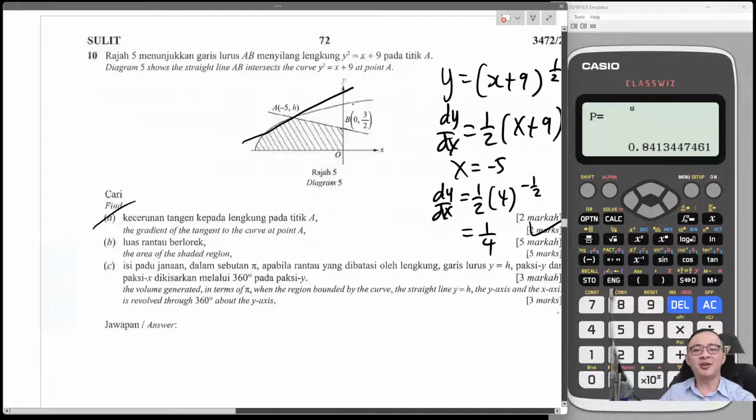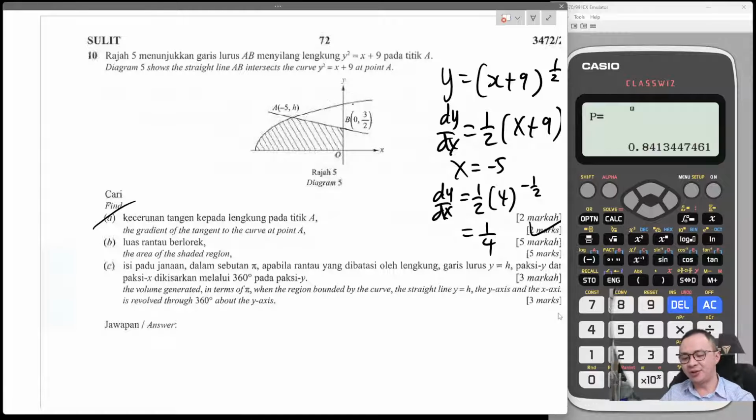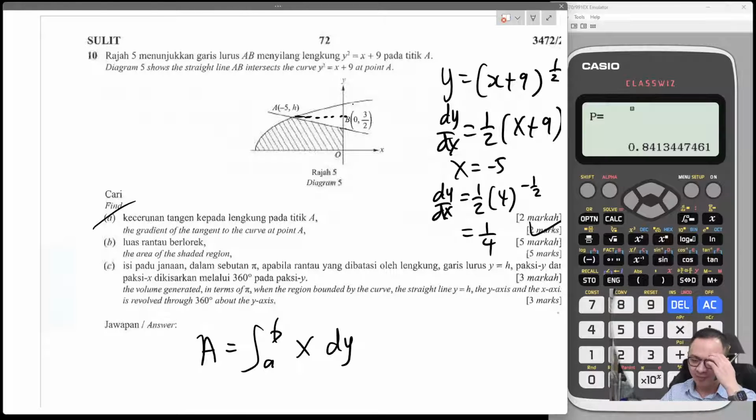Then find the area of shaded region. Area of shaded region, maybe I do dy. Okay, so if I want to do a dy, right, this is a to b dy. Here must be x as a subject. Or maybe I do dx. Should I do dx or dy in these cases? Yeah, I think I can do the dy.